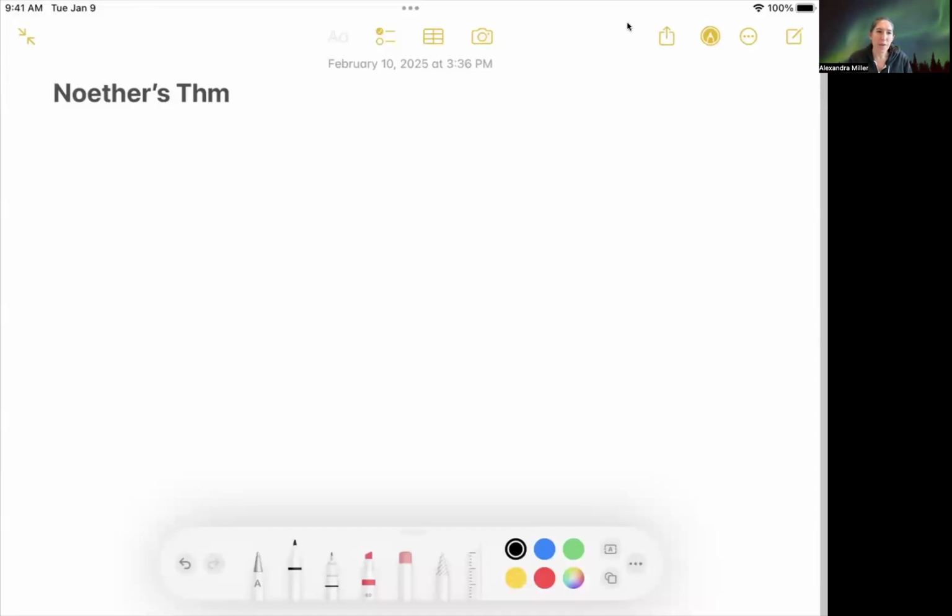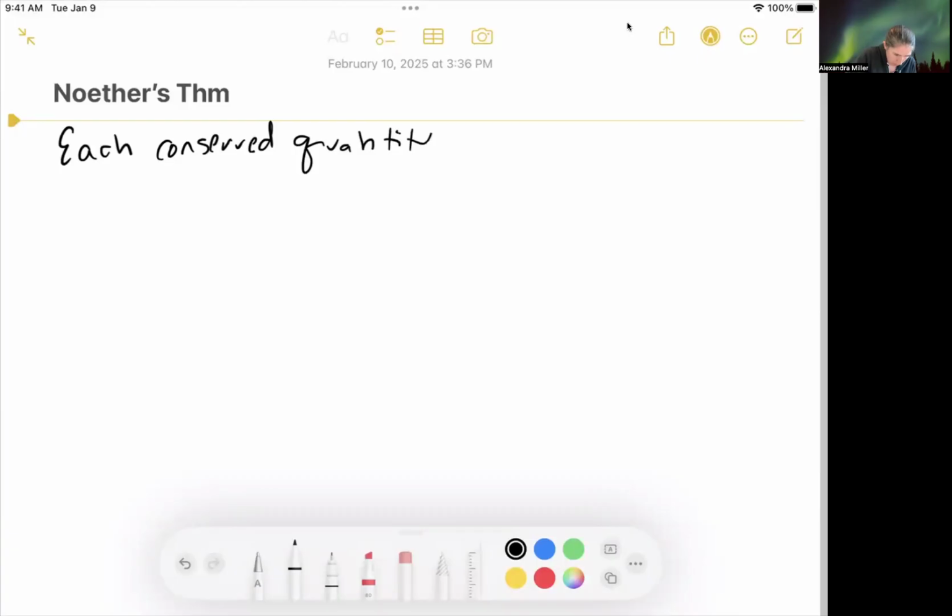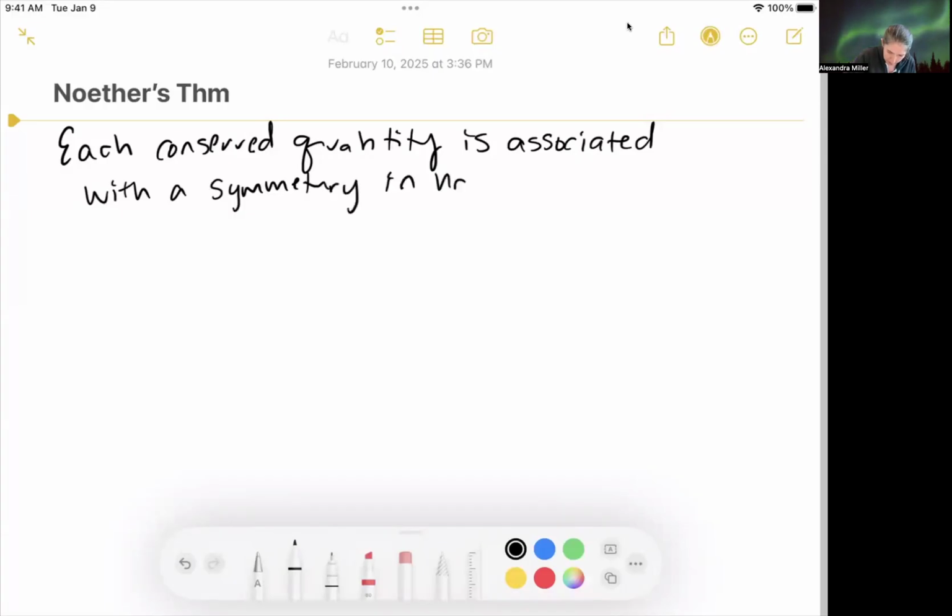Hi. In this video, I'm going to give a quick review of Noether's theorem, and we're going to specifically think about it in the context of Lagrangian mechanics, so classical mechanics, working with Lagrangians. So again, what does this theorem teach us? It says that for each conserved quantity is associated with a symmetry in nature.